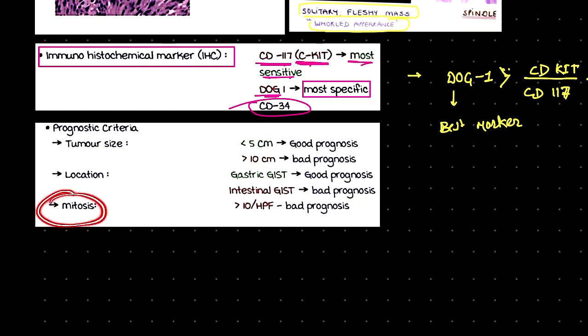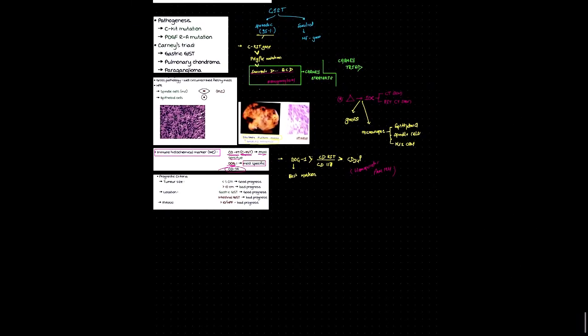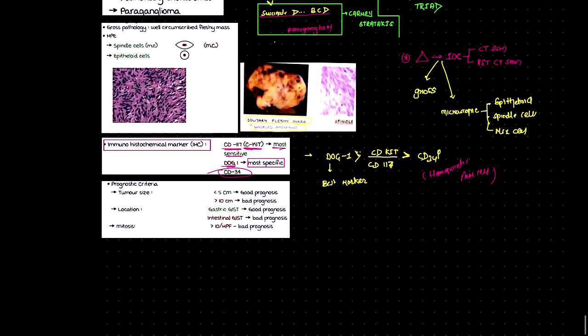It means the cancer has spread largely. But if the mitotic index is less, or smaller, it is a good prognosis. So if it is greater than 10, then we call it a bad prognosis. So this was about the prognosis criteria. Now let me see if I have missed something.